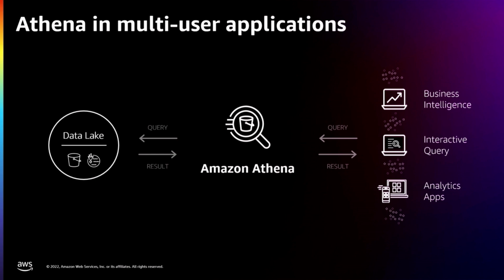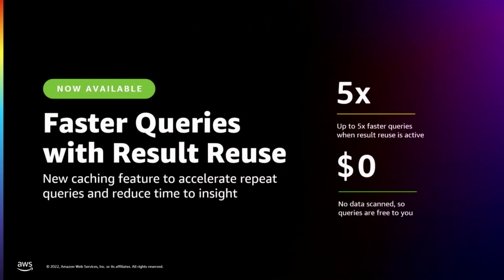The challenge with this model is that as the number of users expands, what we tend to see is users sending very similar or oftentimes identical queries to Athena. With that comes added latency, which can reduce the time to insight on your data. And those repeat query executions can drive your costs higher. So that's why we were excited to release just a few weeks ago a caching feature for Athena, which we call query result reuse.